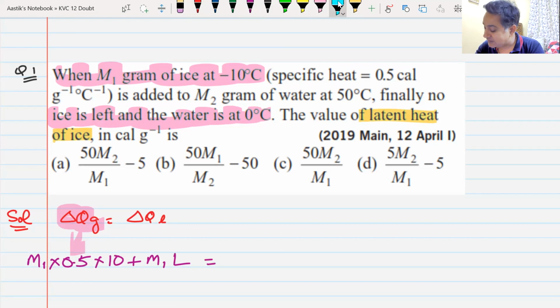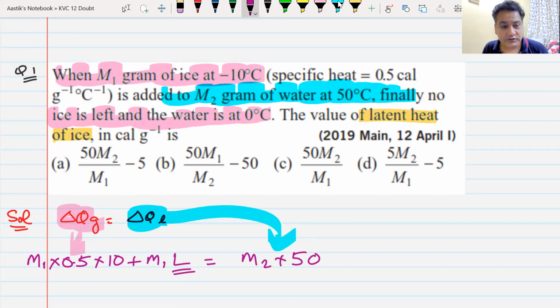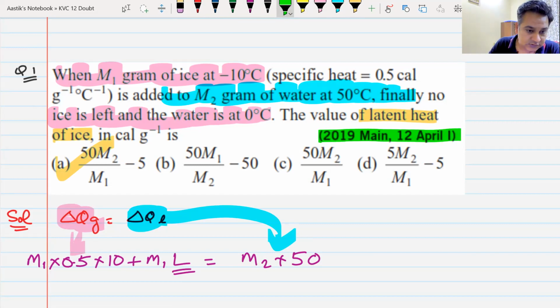Who is going to lose heat? Where is the gentleman? This one is going to lose heat: M2 into 50. That is correct. So I'll just write it here. M2 into 50. The only unknown here is L, and you should get the value of L. And the value of L that you are getting is option number A. Yes or no? We understand this, everyone? Yes, sir. Remember, this is 2019 JEE Main April session 1.